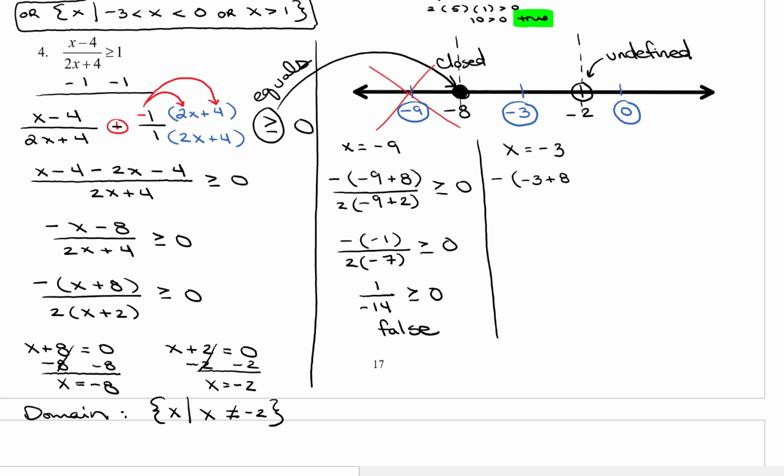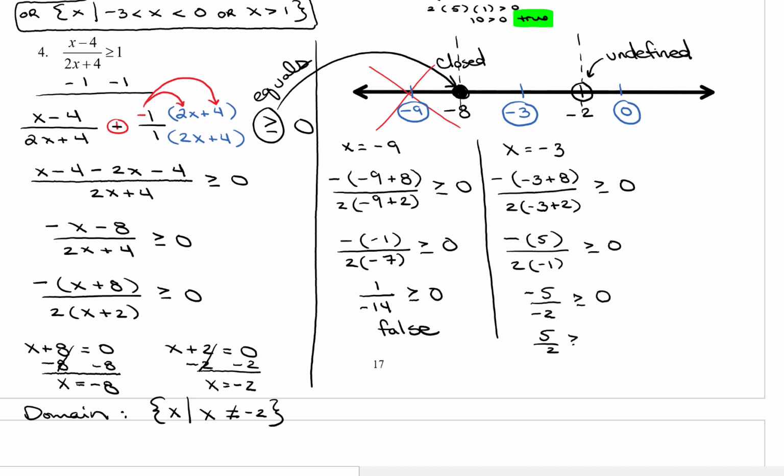Next one, x equal to -3. So if I plug in a -3 every time I see an x, this is what I get. And it looks like this is going to end up giving me -5 over -2, and that's going to give me +5/2, and +5/2 is greater than or equal to 0. This is true. I do want to include this interval, so I'm going to highlight this in green and make sure I include this in my solution set.